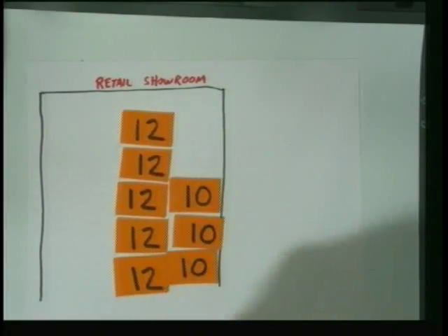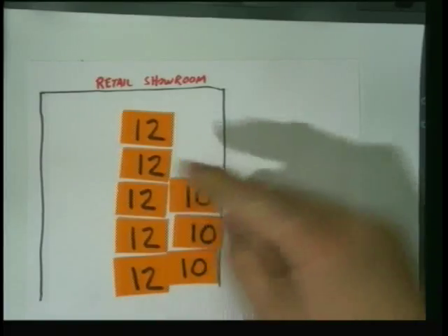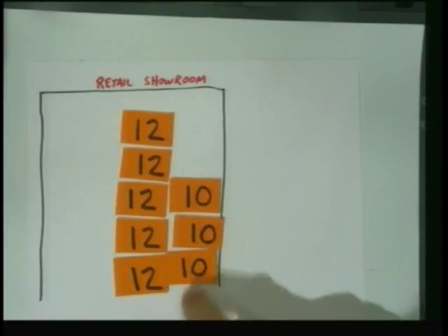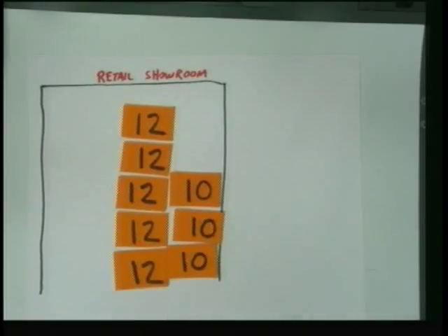What's our total inventory at this point? How much? $90. And I always kind of think of it as layers. 3 times 10 is 30. 5 times 12 is 60. 60 plus 30 equals 90. You with me?